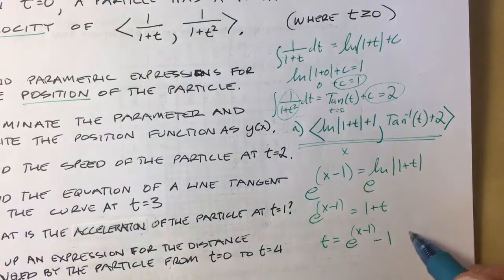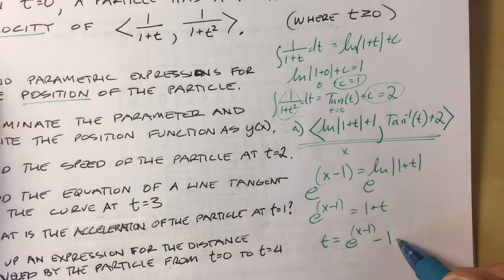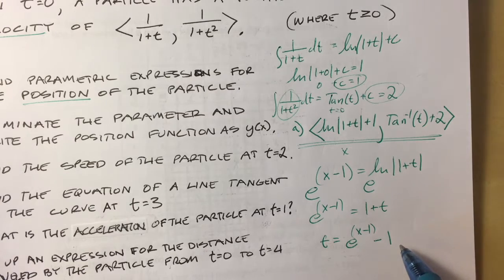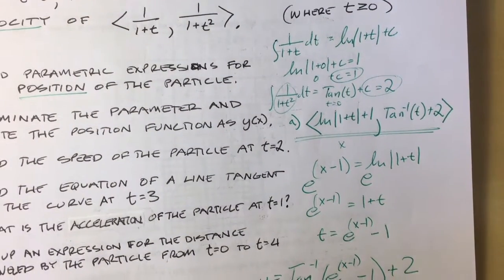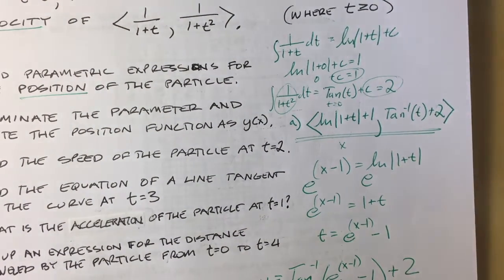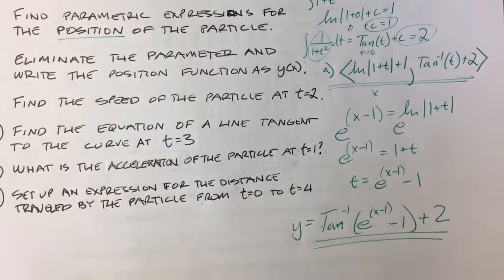I then take this and put this into my function for y, and so then y is going to be equal to the tangent inverse of e to the x minus 1, minus 1, and then plus 2. All right, so there I have the position for y in terms of x only. All right, again, trying to be honest, keep that on the camera.